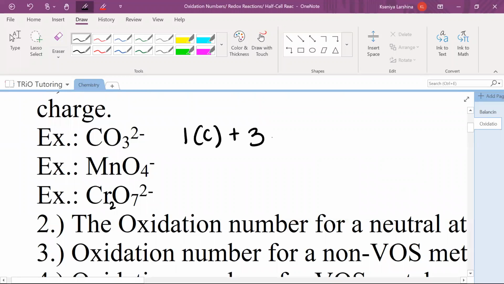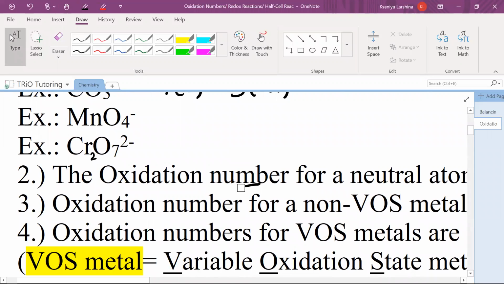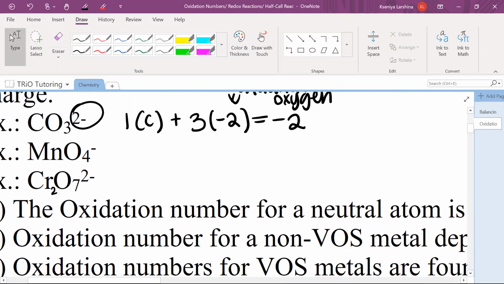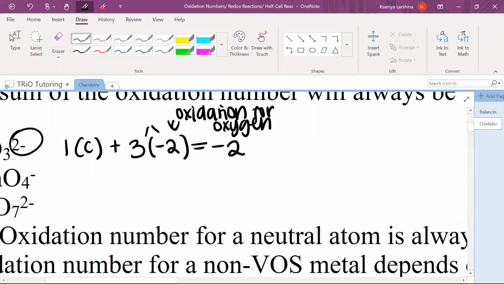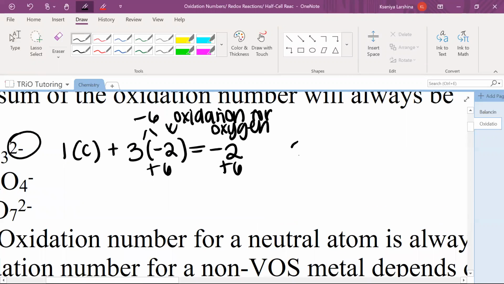Since we have one carbon, we add 3 times -2, because this is the oxidation number for oxygen, and we know our charge is -2. So we set it equal to -2. This gives -6. Add 6 to both sides to get our carbon on its own. So our carbon is +4 for its oxidation number.